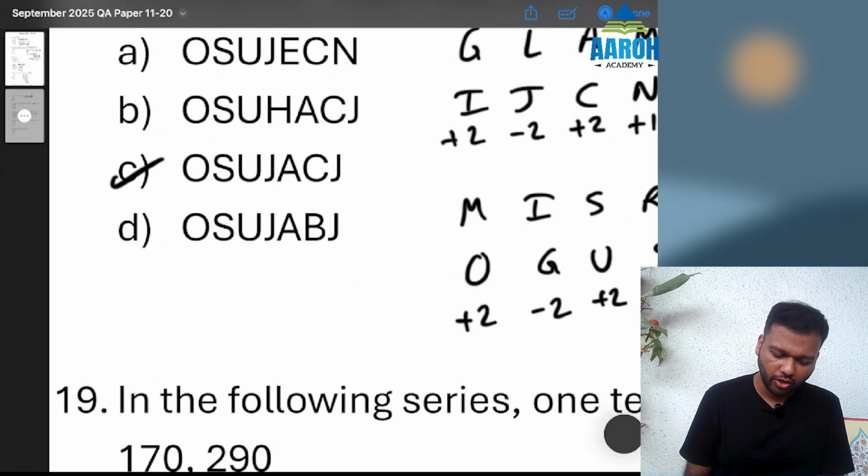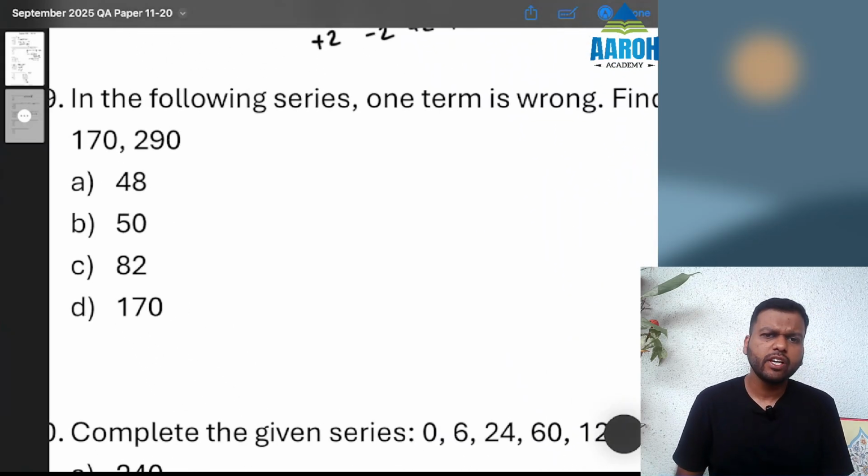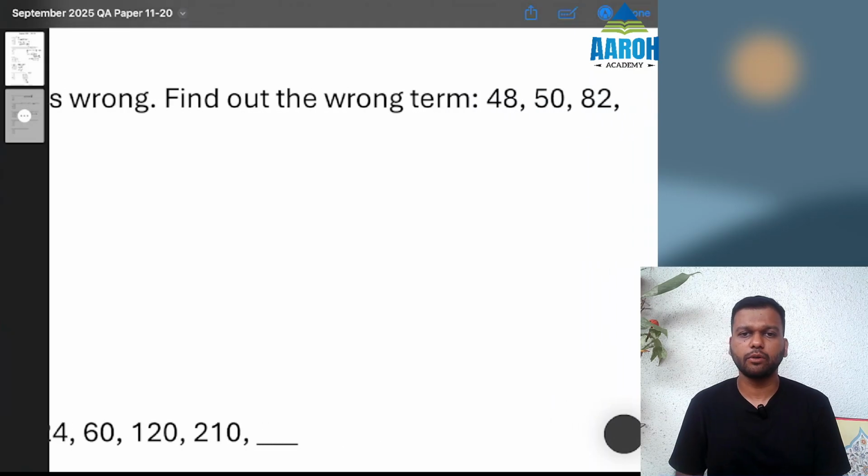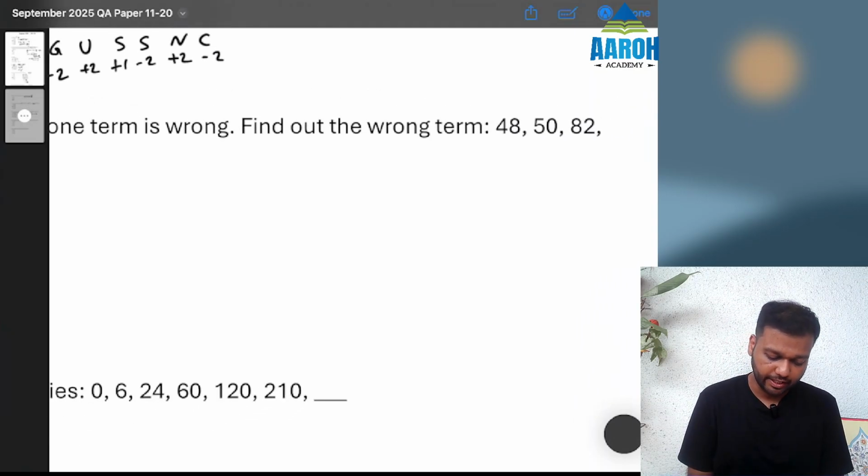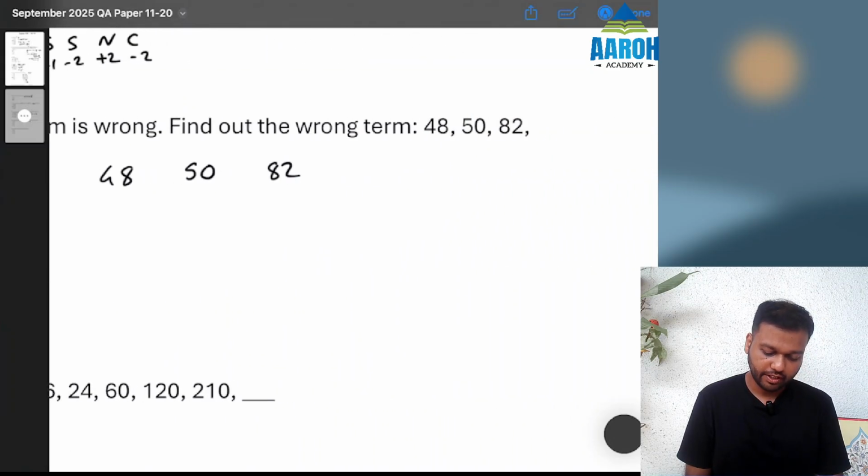It was a weird question, but not too difficult, right? In the following series, one term is wrong. Find out the wrong term. This is a little bit challenging. See, 48, 50, 82, 170 and 290.